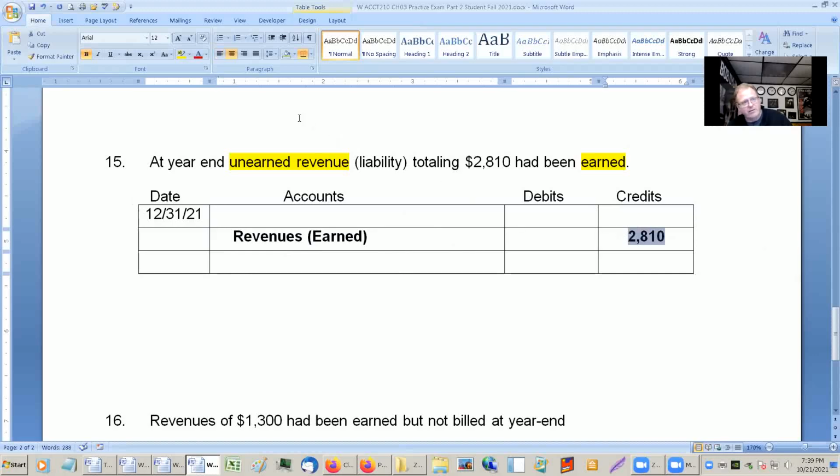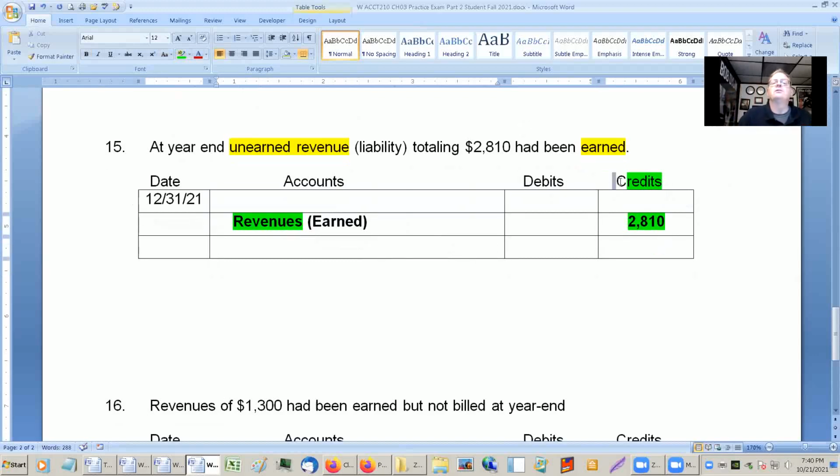So whenever you see a revenue, make sure there's a credit. When you get done with your test, go back and look over it, make sure all the revenues are credits.